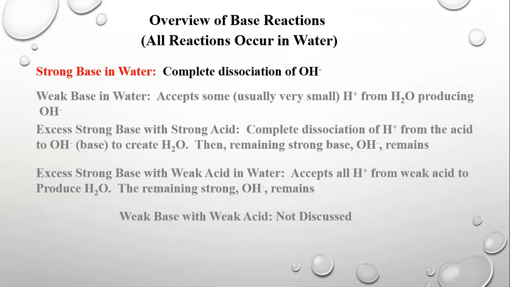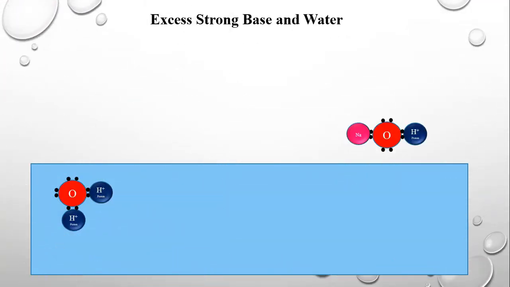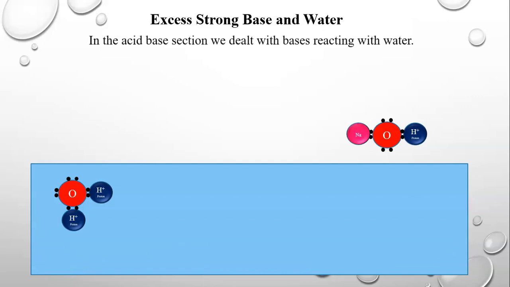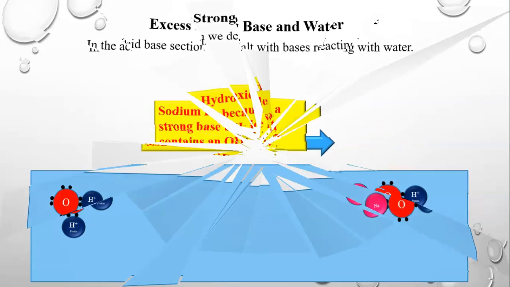Okay, so strong base in water, complete dissociation of the hydroxide. So there you have water. You have a representation of one of the water molecules over on the left. So in the acid-base section, we dealt with bases reacting with water. So sodium hydroxide is a strong base because it contains its own OH minus ion. It brings along its own hydroxide.